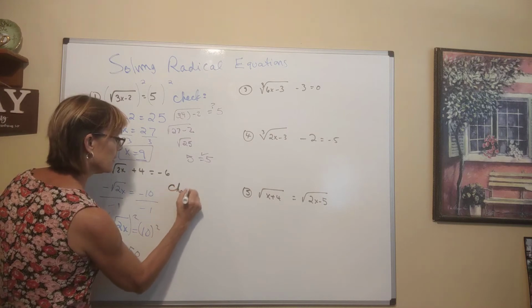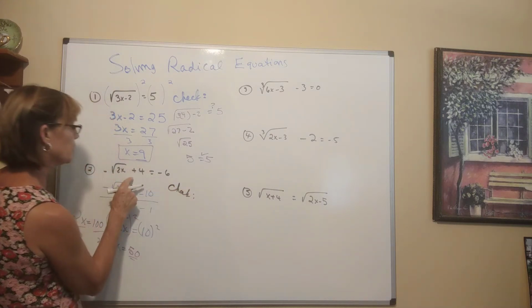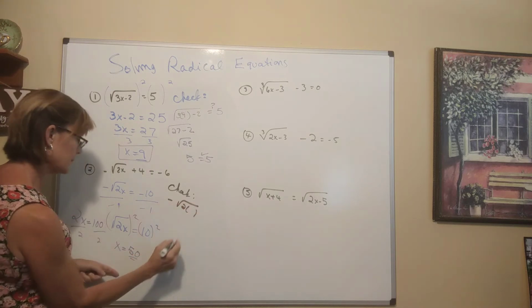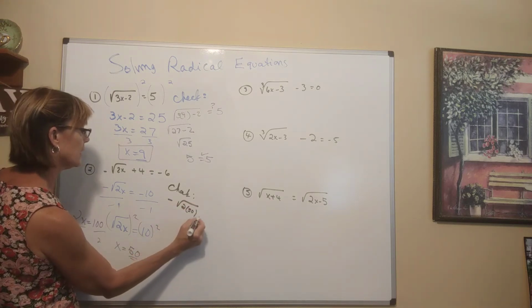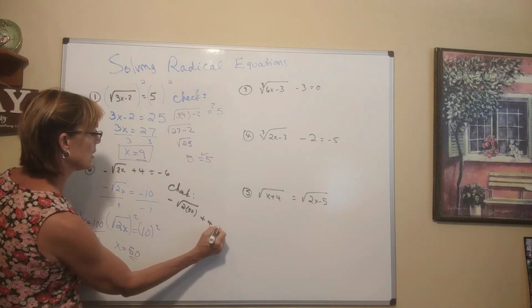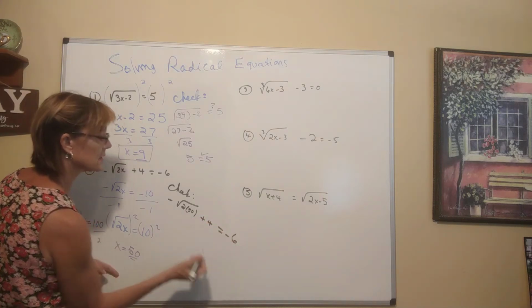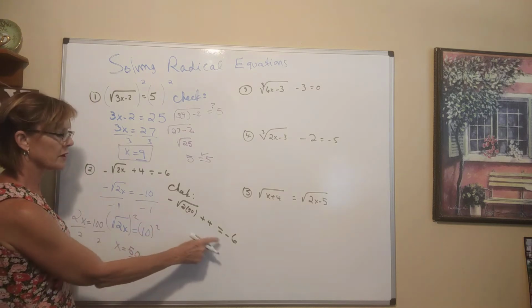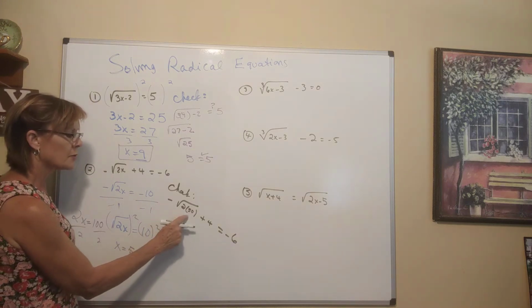Here's the check. You plug it into the original. Does negative the square root of 2 times what we think our answer is, 50, plus 4 equal negative 6? This is what we want to know. Does negative this plus 4 equal negative 6?